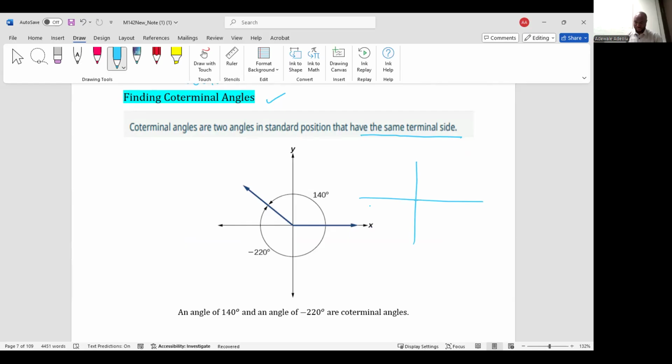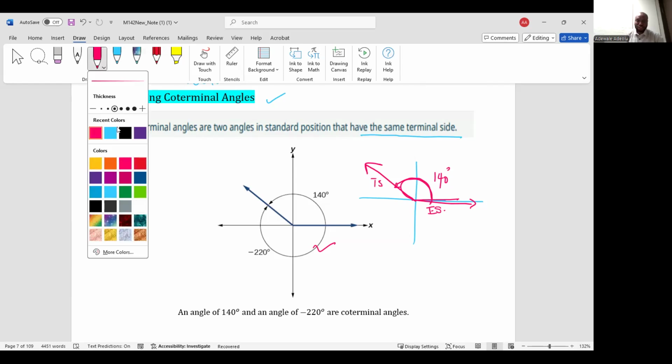For example, look at this. Let's say we have something starting here. Then let's say the angle is like this. So now from here to here, let's call this 140 degrees, right? As I have it here. Now, this is the initial side, and this is the terminal side, right?